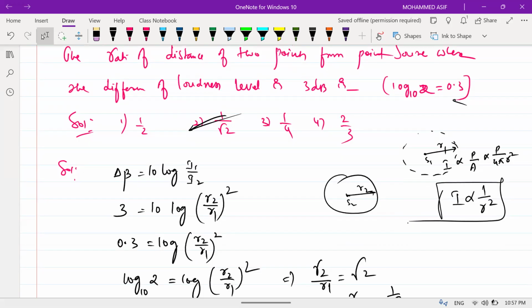The change in level is delta beta, which is equal to 10 log I1 by I2. Since intensity is inversely proportional to R square, in the place of I1 by I2, I take the value of R2 by R1 whole square and simplify. We'll be getting the answer for that. Clear?